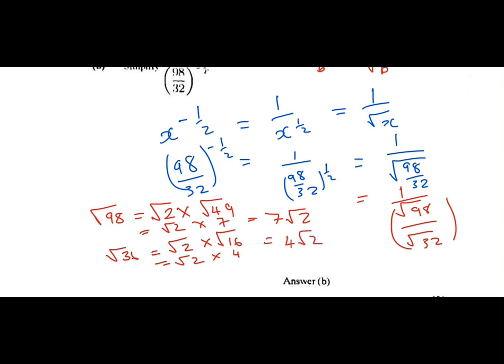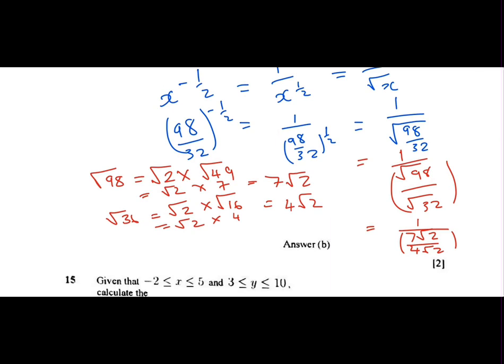Now, when we've done this, we can factor these numbers into our answer. 1 over (7 root 2 over 4 root 2). So remember, 7 root 2 over 4 root 2 is still the denominator. Then we cancel out root 2 over root 2 because they are common in both the numerator and the denominator. So we will remain with 1 divided by 7 over 4.